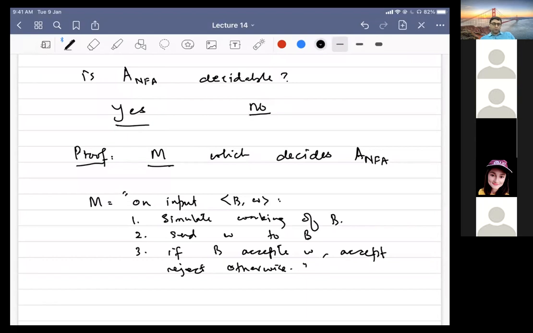This is the proof. So either you can come up with a proof this way, and you say that ANFA is decidable. This means there must exist a Turing machine M which will decide ANFA, and that Turing machine M is like this. Or you can write it in words, and you say that because we say this language is decidable, we should be able to come up with a Turing machine M which will simulate the working of B, send the string W to B, and if that simulation returns accept, then it says accept, otherwise it says reject. So that's a proof. This is the proof that why these languages are decidable.